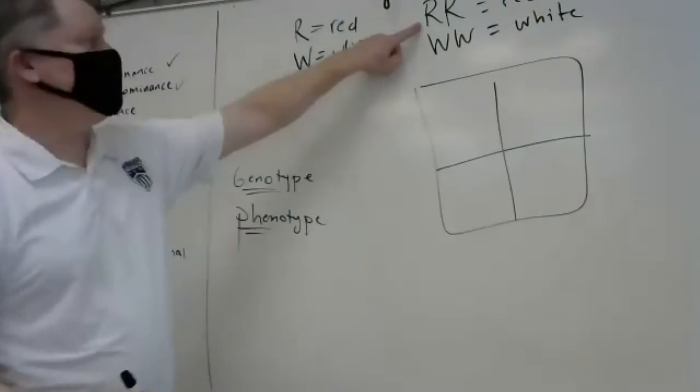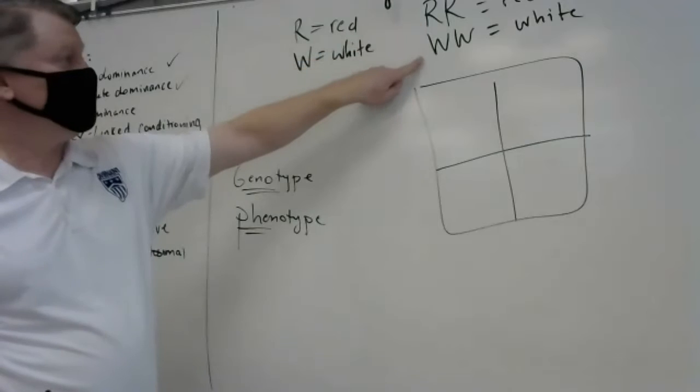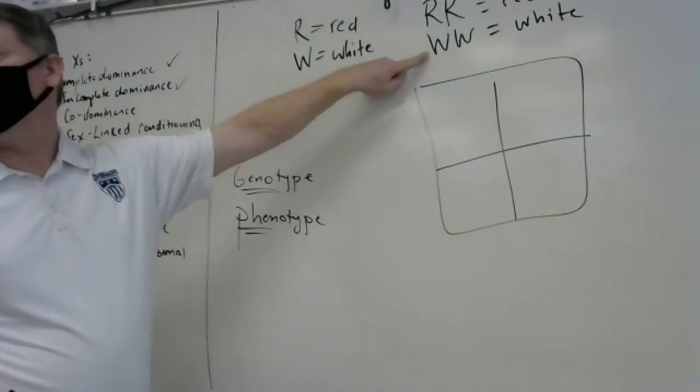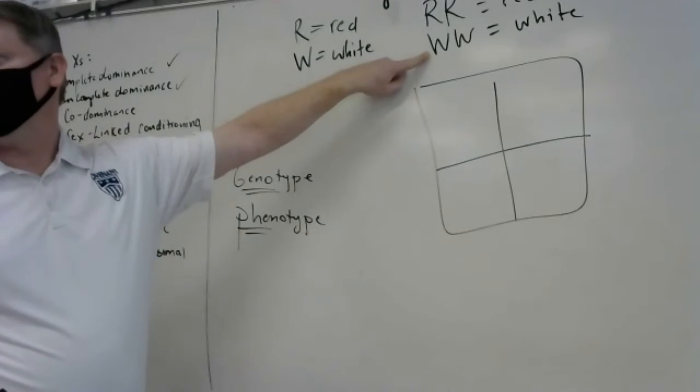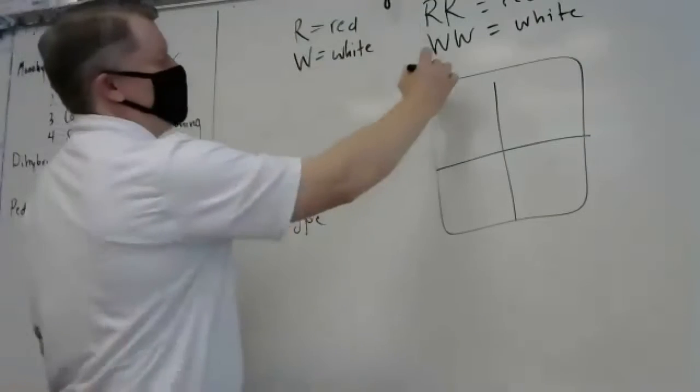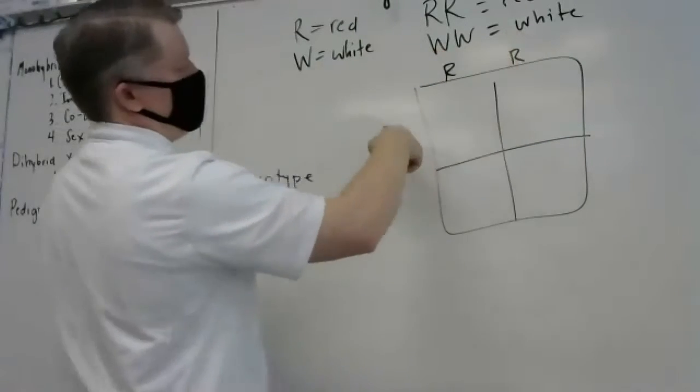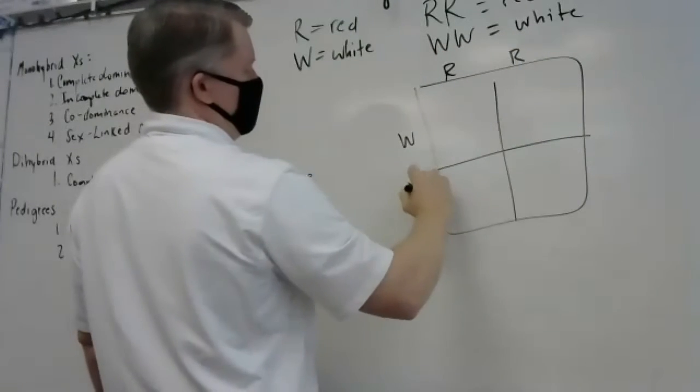In other words, we would still say these are homozygous dominant. Both of these now could be considered homozygous dominant. Okay, so what's going to happen? Two capital R's, it doesn't matter if I put the R's here or here, that doesn't matter.